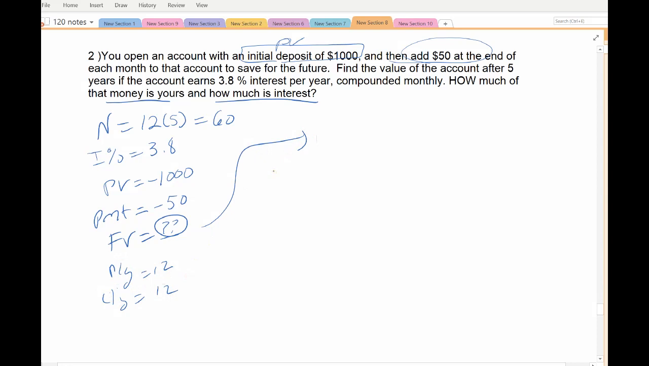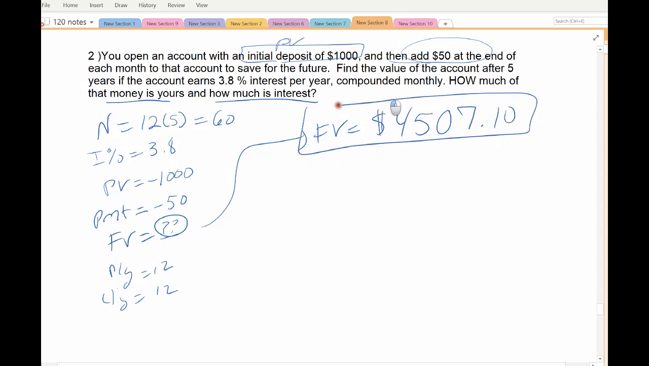All right, well, how much do we accumulate at the end of the 5 years total in both money values? After 5 years, we've accumulated $4,507.10 and change. Some of that's the money that you deposited, and some of it's interest, and I want to figure out what those are.